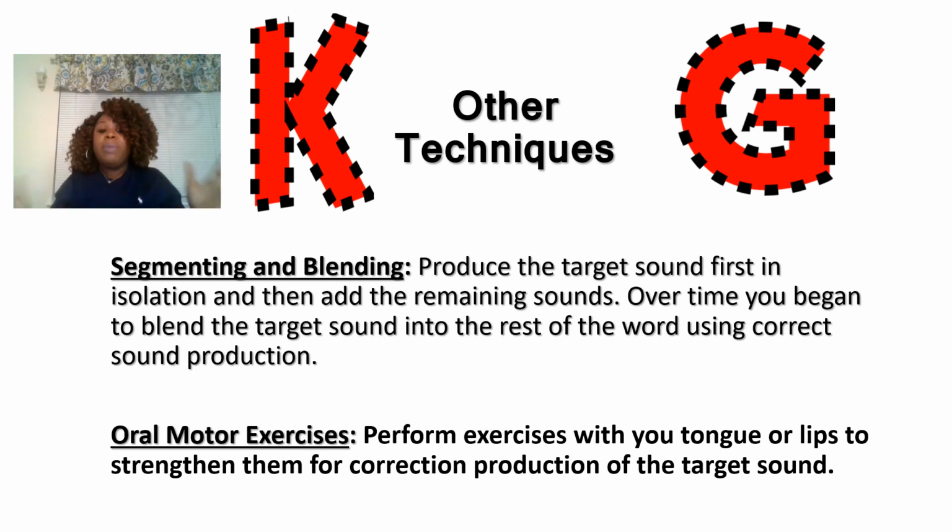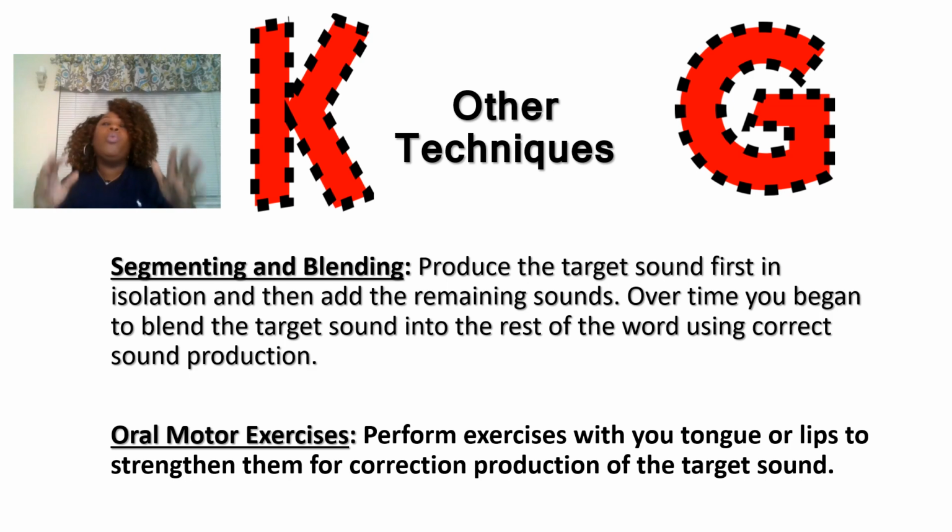Okay, so here are some other techniques that I kind of already discussed: segmenting and blending. I love to do that. When I segment a sound, I take a word like cat, and I'm going to detach that K and blend it into the at. So I'm going to say K, at, and I'm going to get them to repeat K, at, K, at. Now let's blend it together. Cat, cat, cat. So that's segmenting and blending.